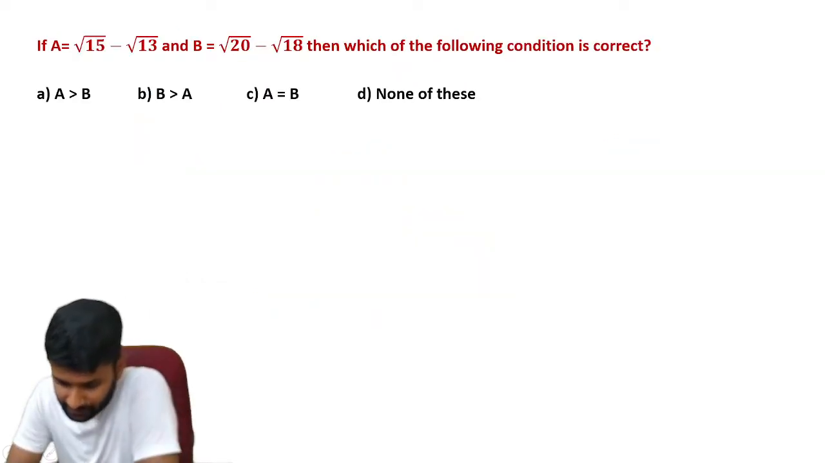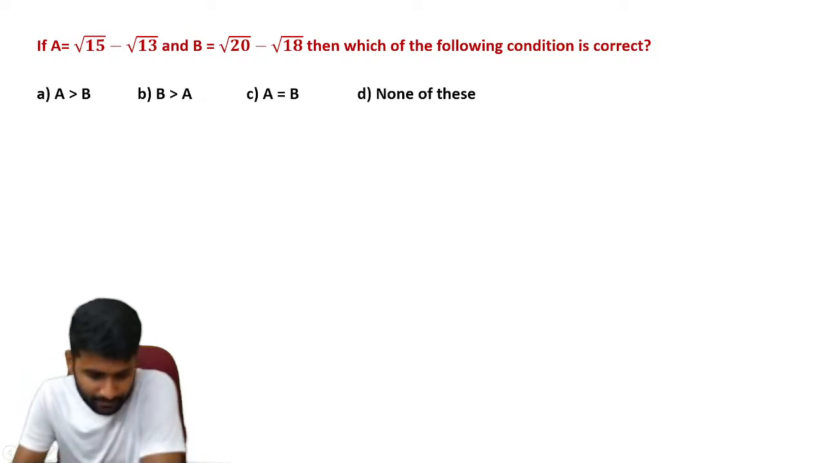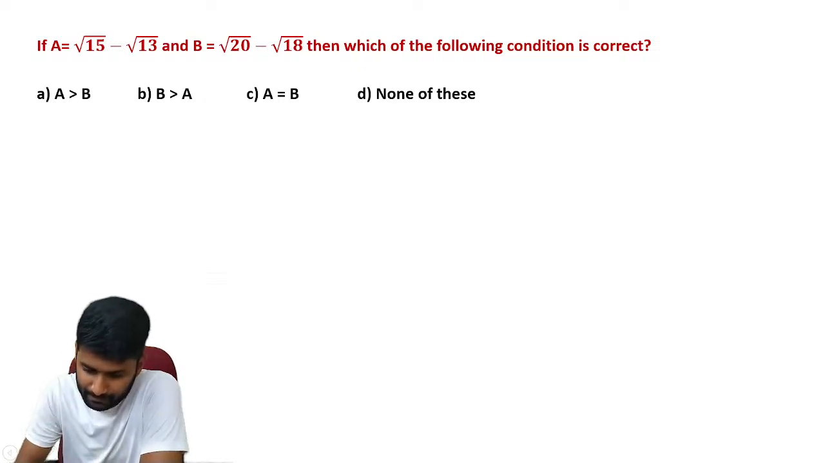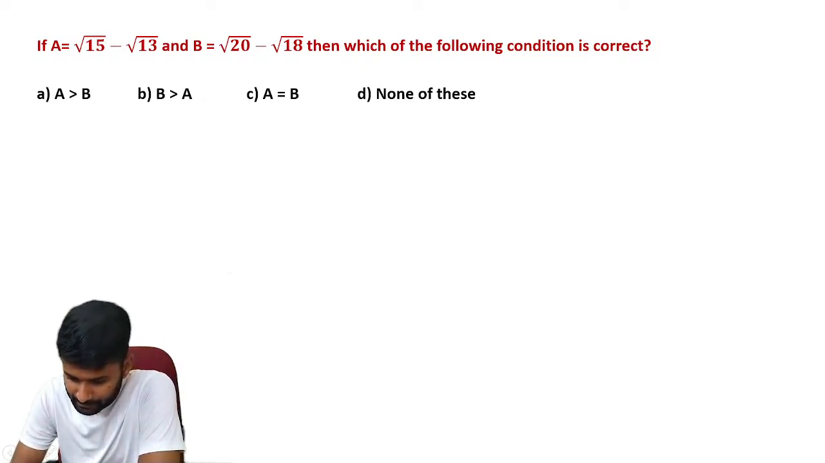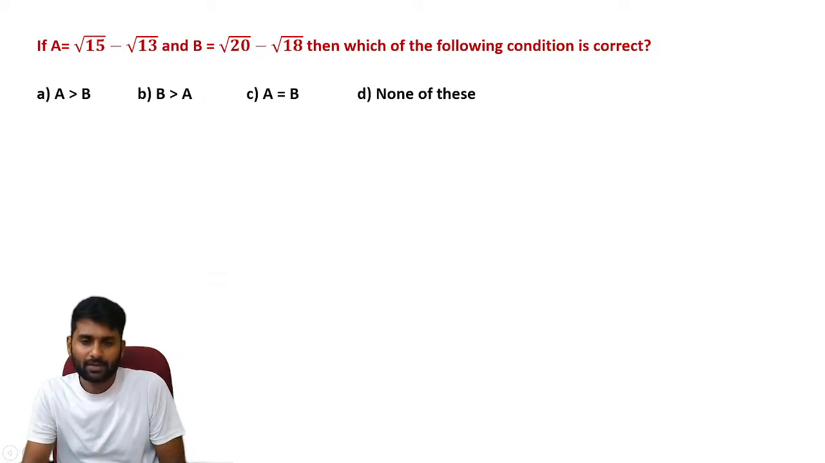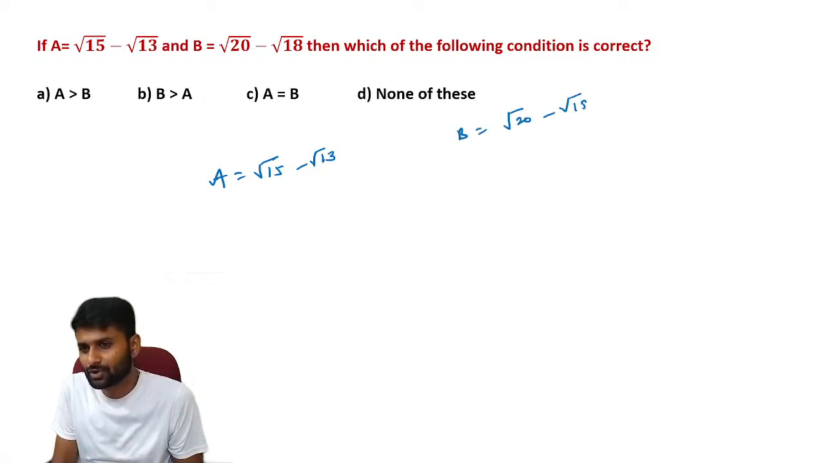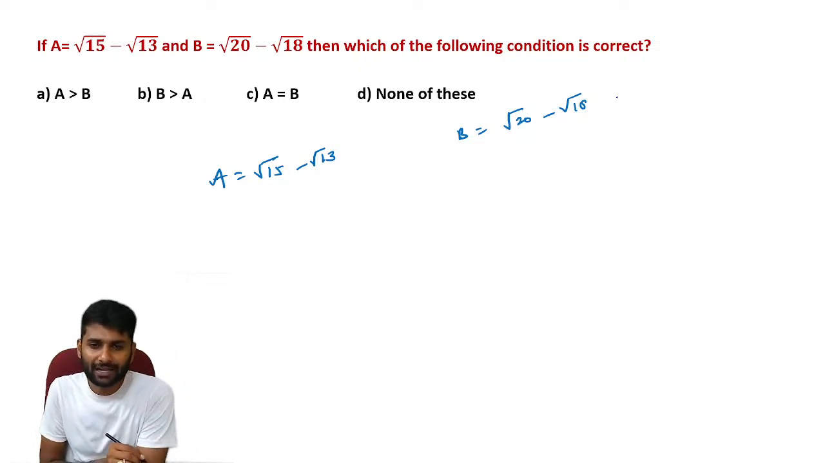Go through this question. Now see here, a value is equal to root over 15 minus root over 13. Here b value is equal to root over 20 minus root over 18. So which of the following conditions is right? It means identify the relation between a and b.